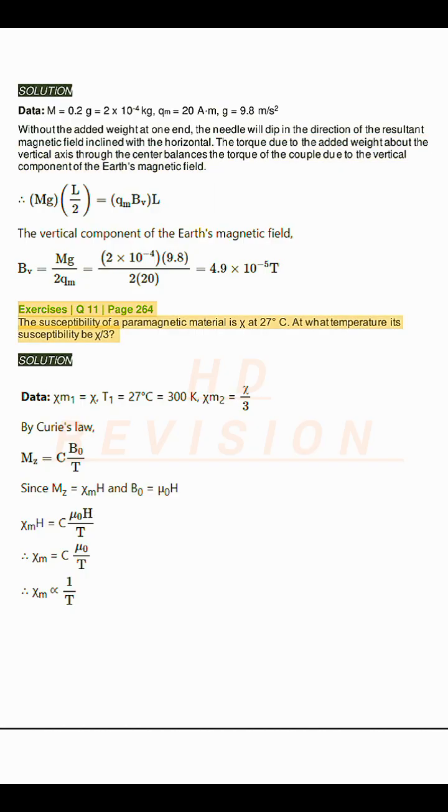Exercises, Q11, page 264. The susceptibility of a paramagnetic material is chi at 27 degrees Celsius. At what temperature will its susceptibility be chi by 3? Solution.